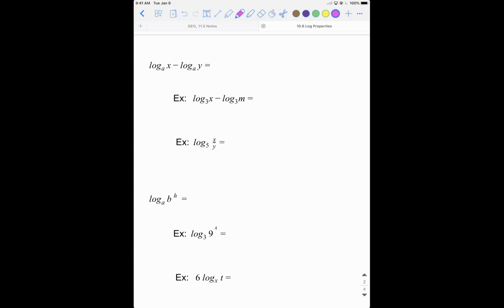All right, so next we're going to talk about some more properties. This next property is still for condensing and expanding, except notice we have a subtraction in here where the last one was for addition. So our subtraction, notice again, same base, same base. Addition went to multiplication in the previous video, and so now subtraction is going to take us to division. So notice we take our first term, it goes on top, divided by our second term, goes on bottom.